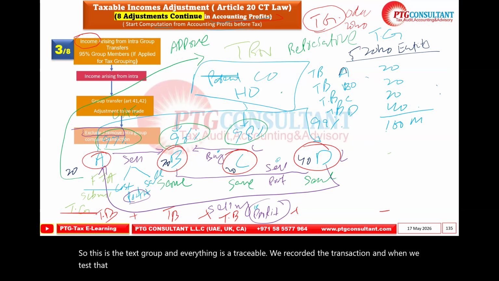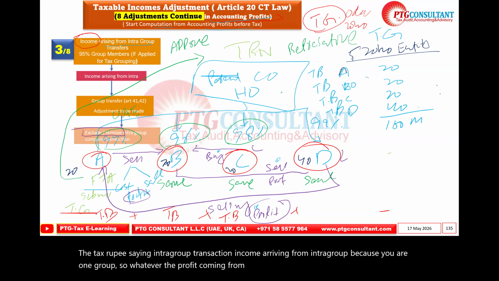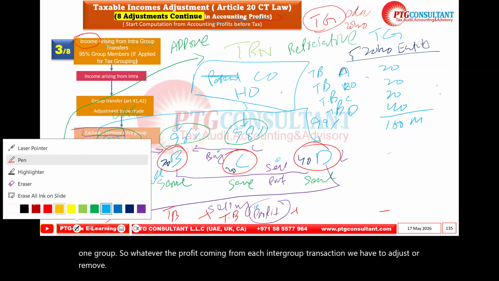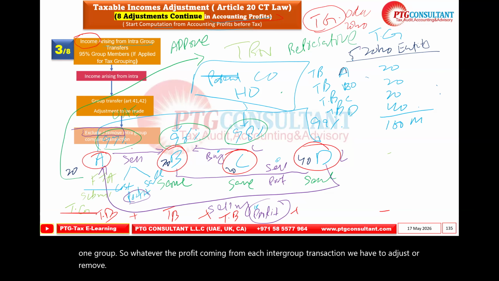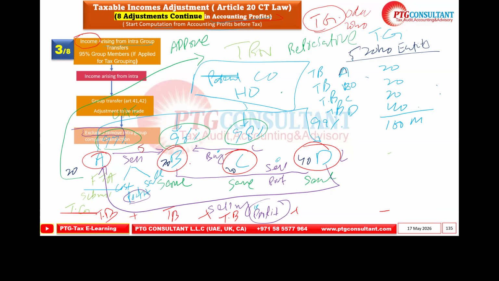Now the tax group is saying: intra-group transaction, income arising from intra-group. Because you are one group, whatever profit comes from each intra-group transaction, we have to adjust or remove. So let's take another example. If a transaction happens from A to B, here is 5 million intra-group. If a transaction happens here to here, this is 2 million. Here to here, 3 million. And here, 6 million. This is a common example we are taking.